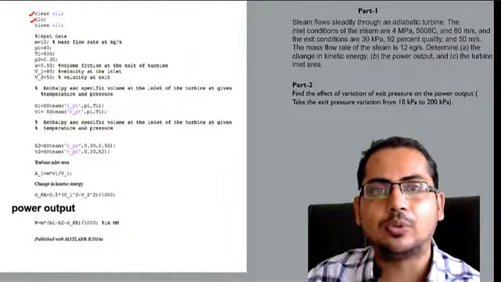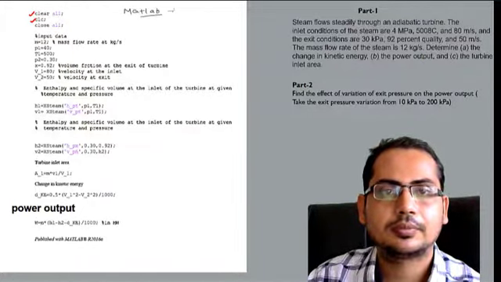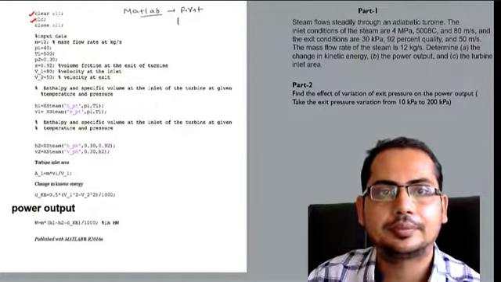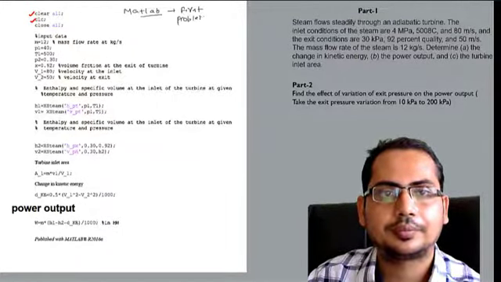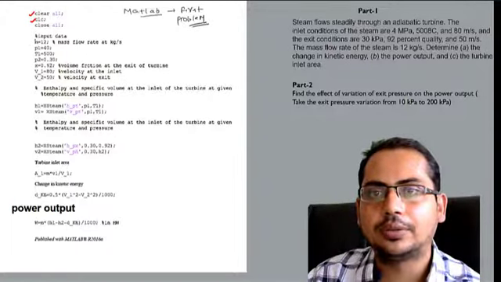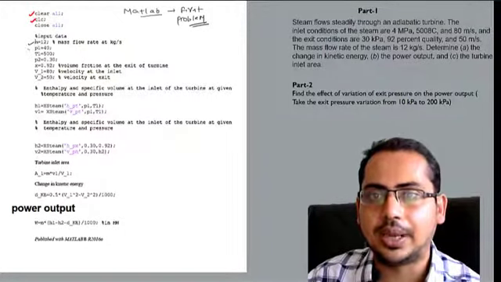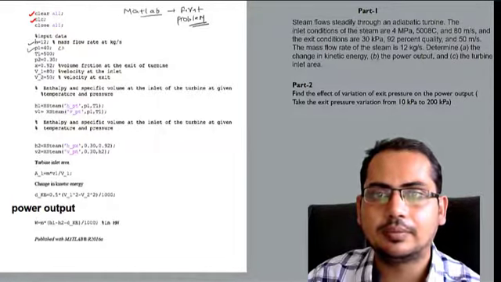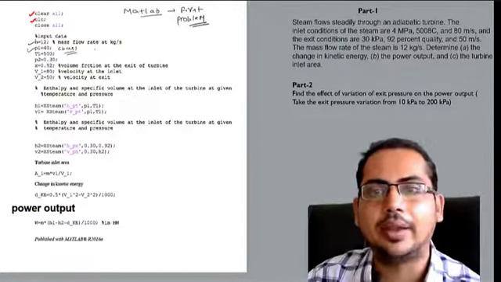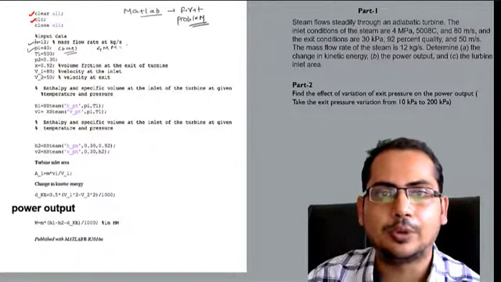So this is the Matlab code for the first problem. I will explain line by line. This is the mass flow rate, m dot. Mass flow rate is given. This is the pressure. Pressure is in bar. This is 4 megapascal, that's why I am taking 40 bar. 4 megapascal is equal to 40 bar.